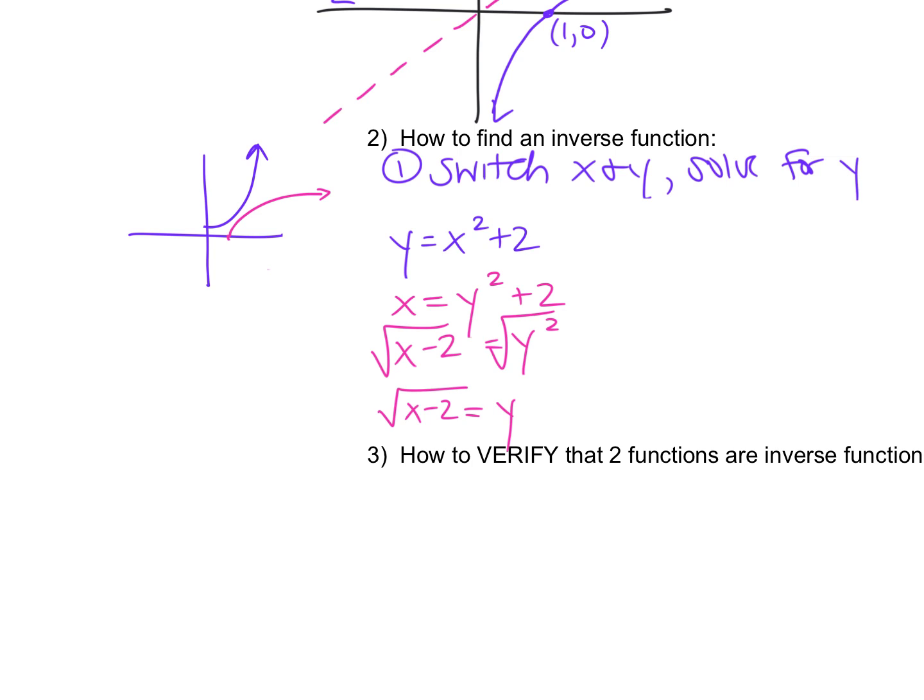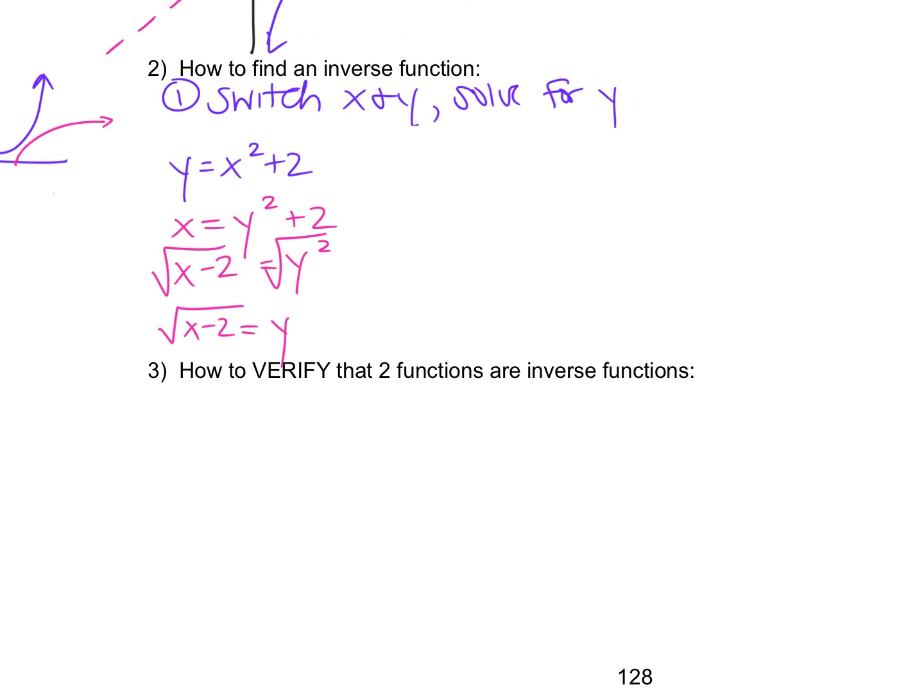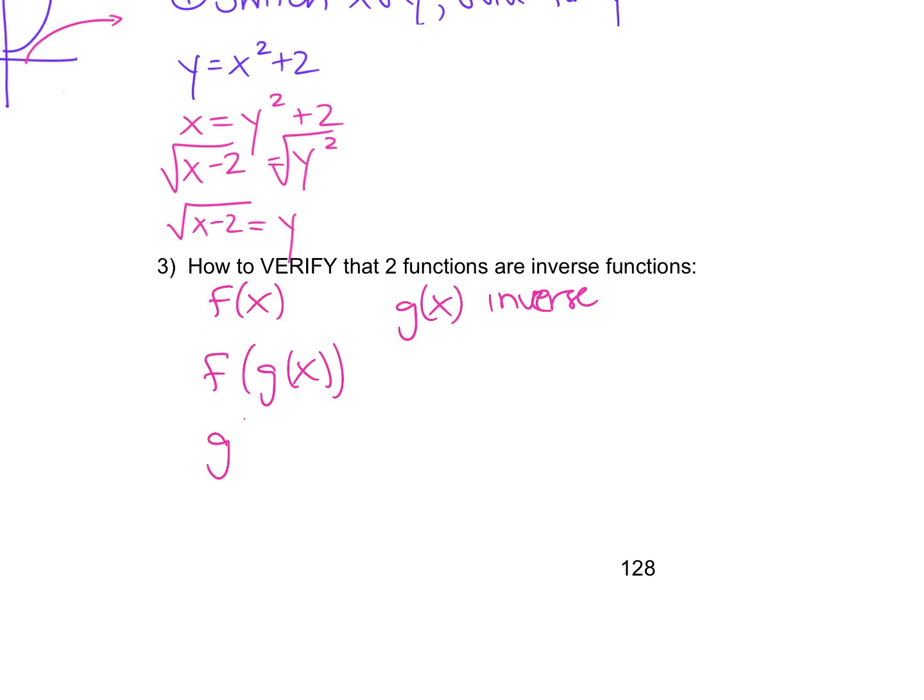And then we learned one other thing about inverses, and it was how to verify that two functions are inverse functions. If we were told f of x is your original and g of x is your inverse, we learned that you could do f of g of x, this is called function composition, as well as g of f of x. In plugging one into the other, we knew that they were inverses if it worked out to x. Every time. Had to work out to x.